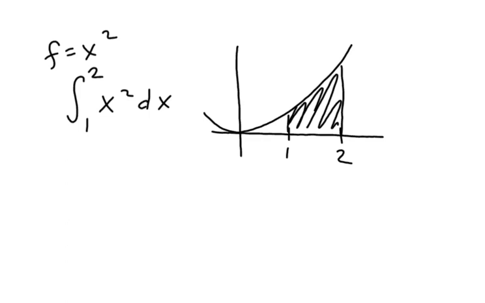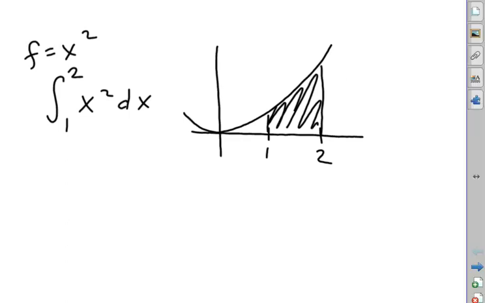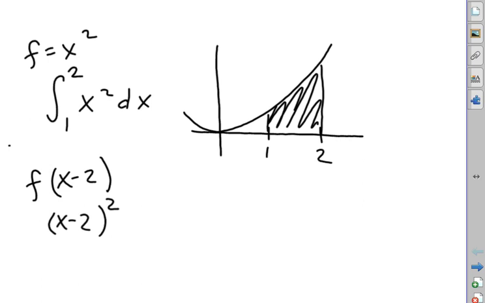So what happens now with u-substitution? We use u-substitution when we want to integrate a composition of functions. So what if I find f of x minus 2? That means I would have x minus 2 squared. I want to figure out what has the same area as the integral from 1 to 2 of x squared.